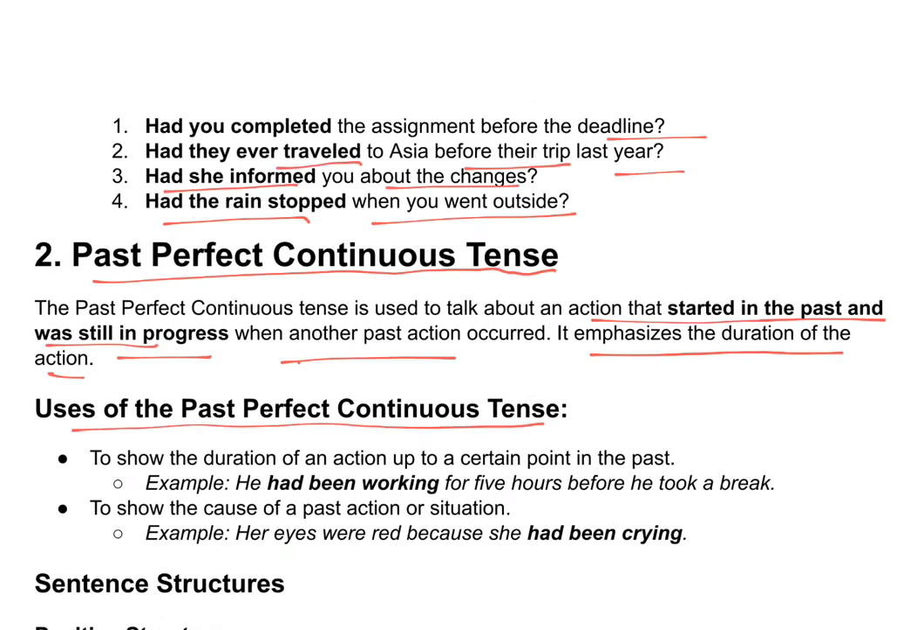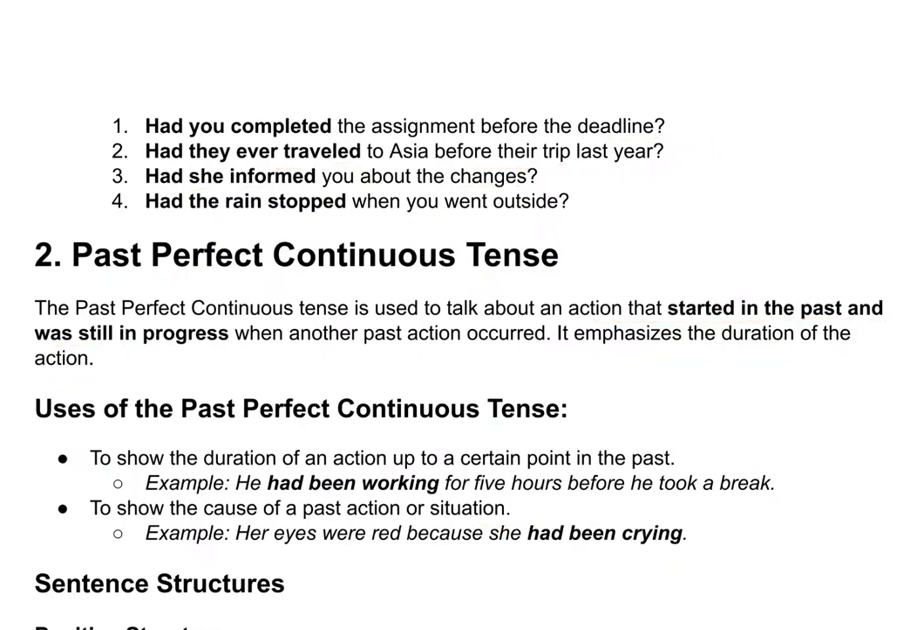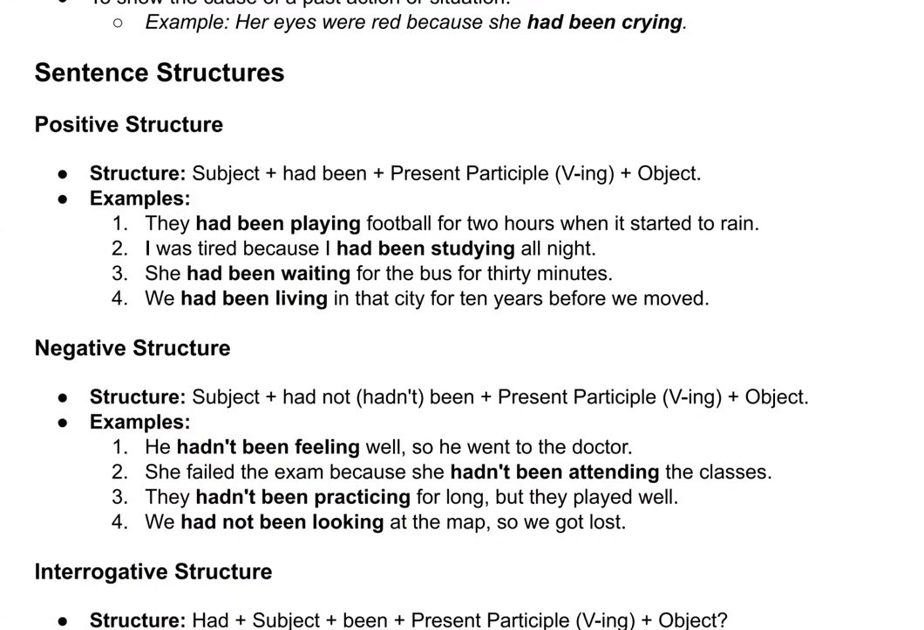Uses of the past perfect continuous: first, to show the duration of an action up to a certain point in the past. Example: he had been working for 5 hours before he took a break. Okay, the second, to show the cause of a past action or situation. Example: her eyes were red because she had been crying. Okay, now discuss sentence structure.